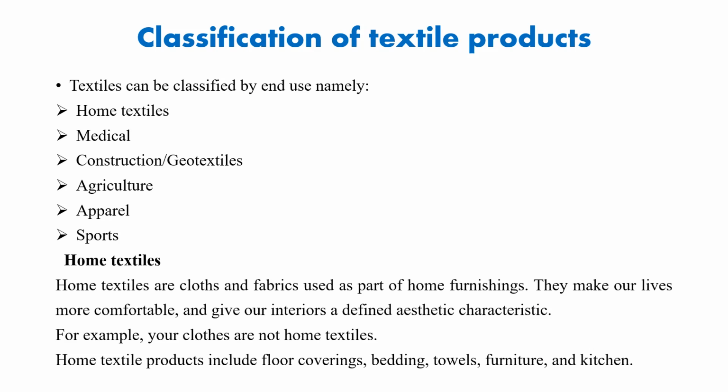Home textiles are clothes and fabrics used as part of home furnishings. They make our lives more comfortable and give our interiors defined aesthetic characteristics. For example, your clothes are not home textiles. Home textile products include floor coverings, beddings, towels, and furniture. I hope you understand that.